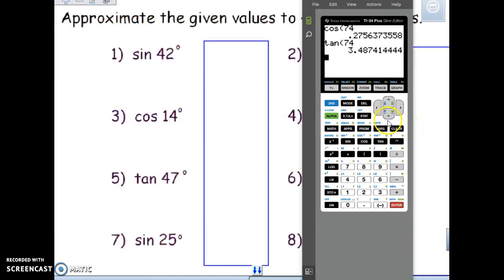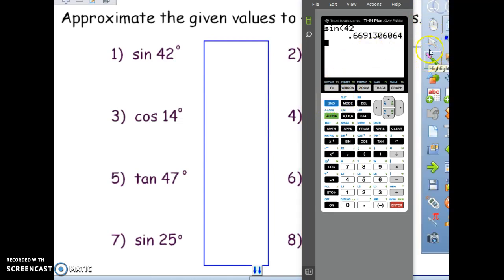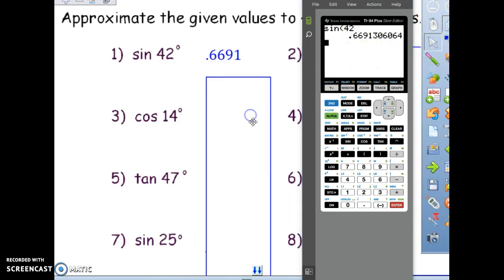Give the approximate values to 4 decimal places. I'll just do the first one with you, sine of 42, and then you hit enter, and we're looking at 0.6691. So pause the video here. Why don't you do the rest of these 7? When you're ready to see the answers, turn the video back on.